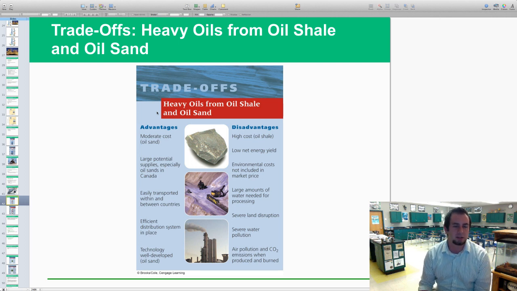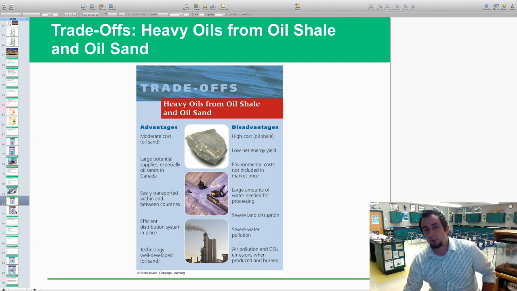It's moderate cost as far as oil sand goes, the advantage of it. Large potential supplies, especially in our own nation or Canada. Easily transported within countries. Efficient distribution system in place because we can change it into, again, gasoline. Technology pretty well developed just for oil sand, not really oil shale. The disadvantage is high cost. Lower net energy yield, and it's going to cost a lot on the environment. And we'll explain a little more about that when you watch that video below this one. Severe land disruption, severe water pollution, air pollution as well. So not really the best option.